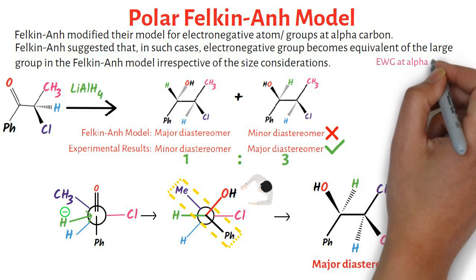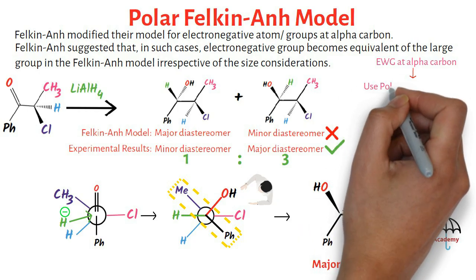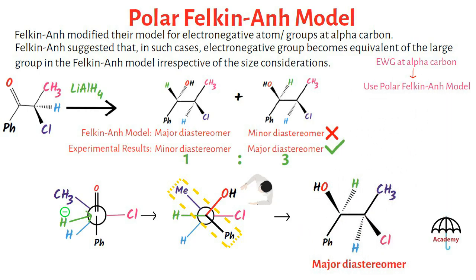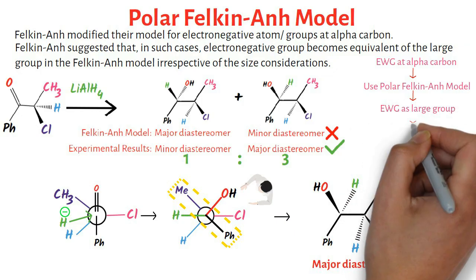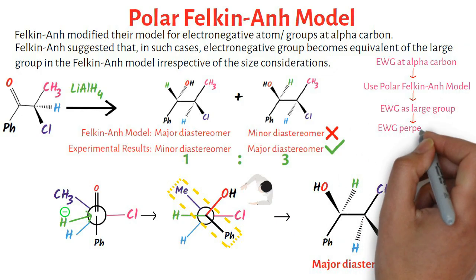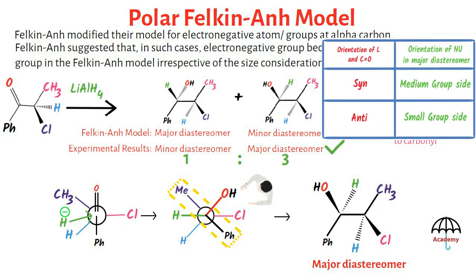Thus, with electron withdrawing group at alpha carbon, we have to use polar Felkin-Anh model and consider electronegative group as large group, even though it may not be large as per size considerations. And then in the reactive conformation, put EWG perpendicular to carbonyl. Notice that the trick to predict the major diastereomer is still valid.